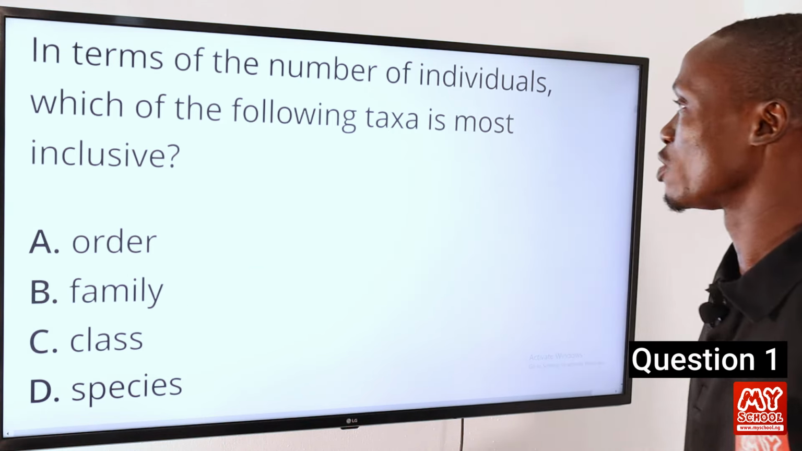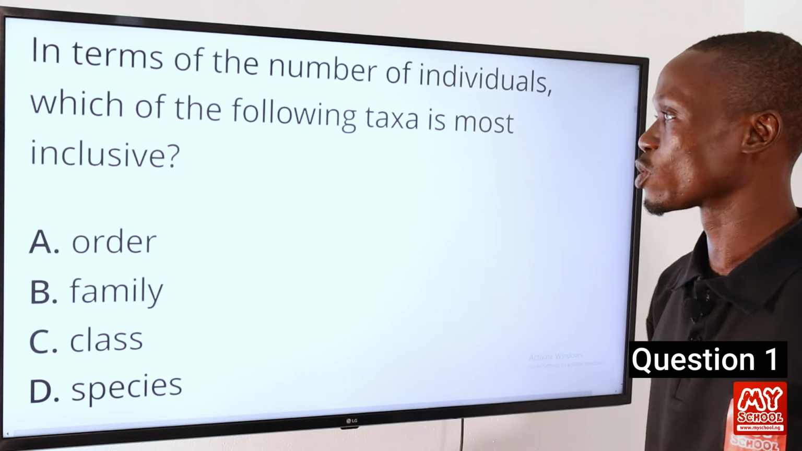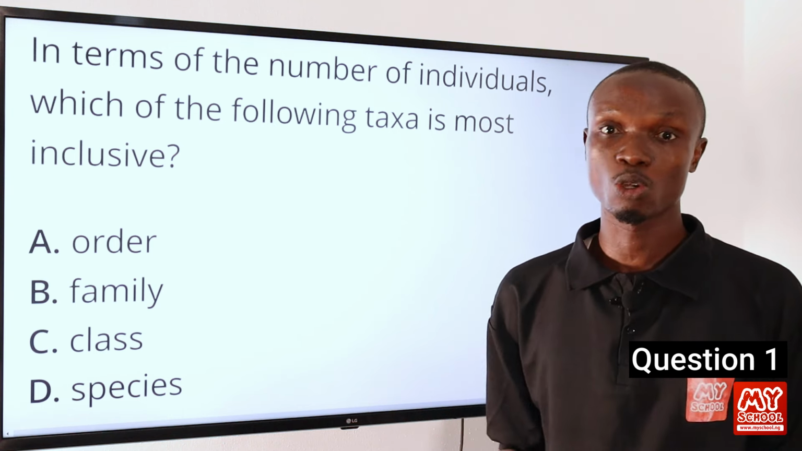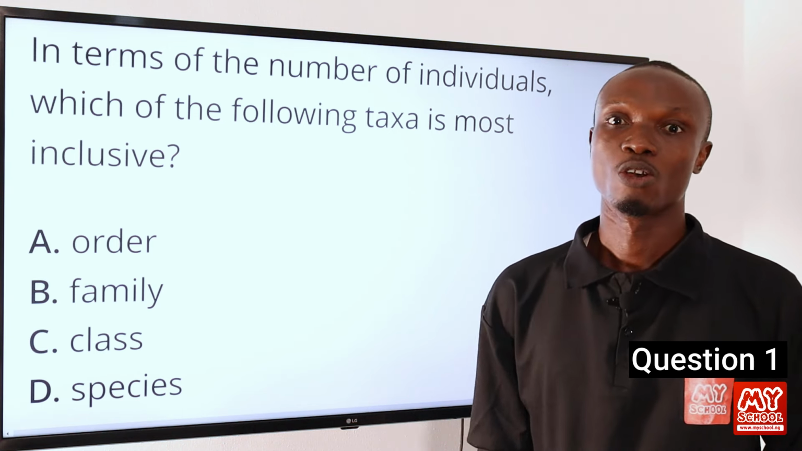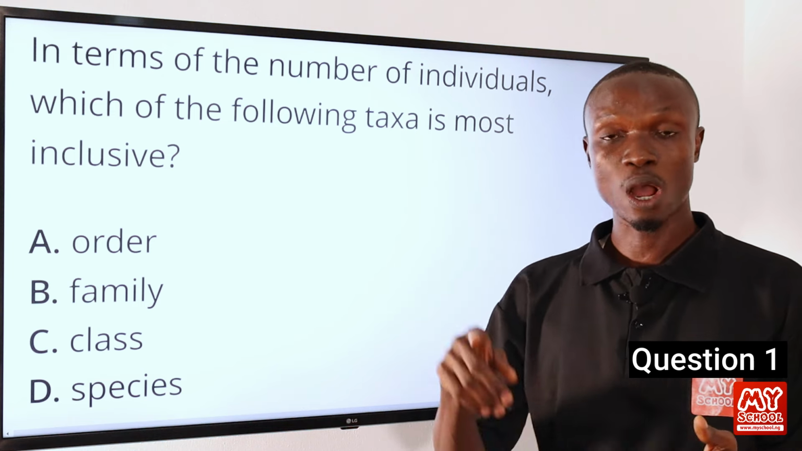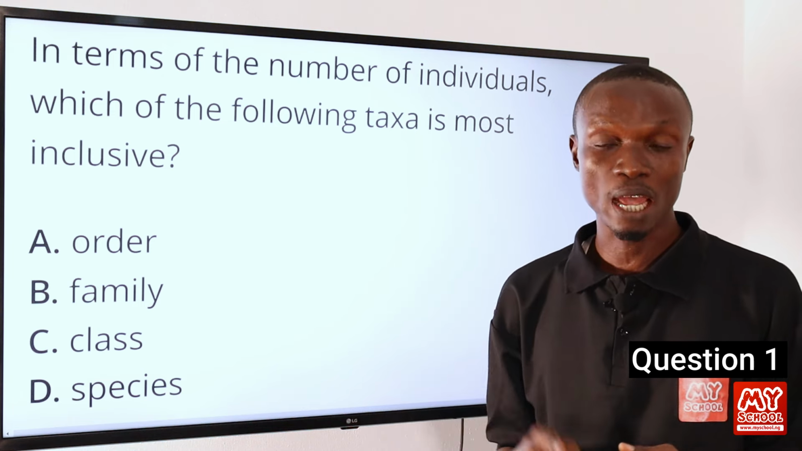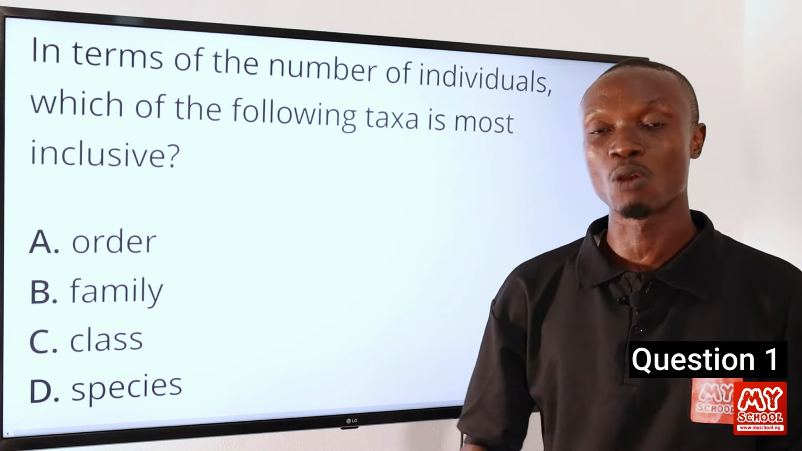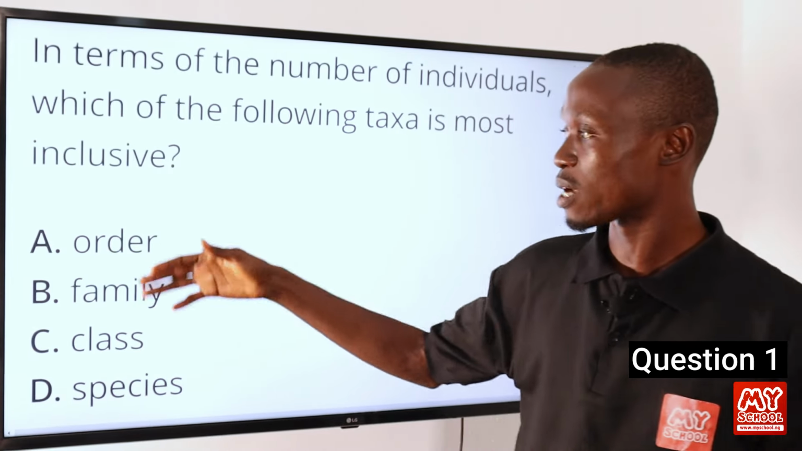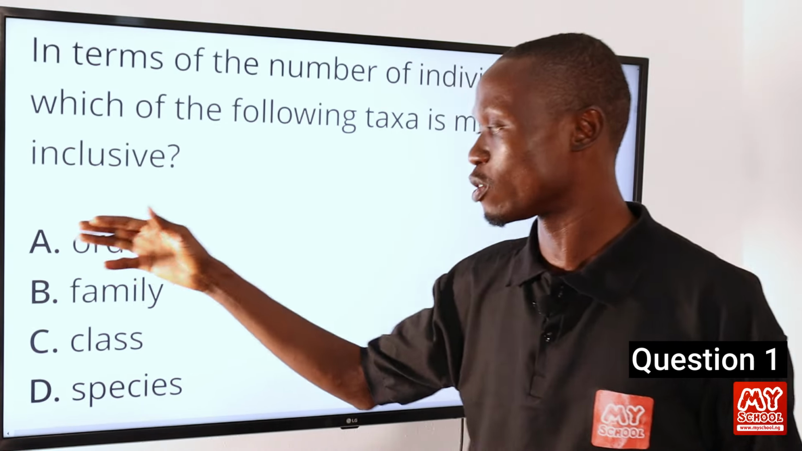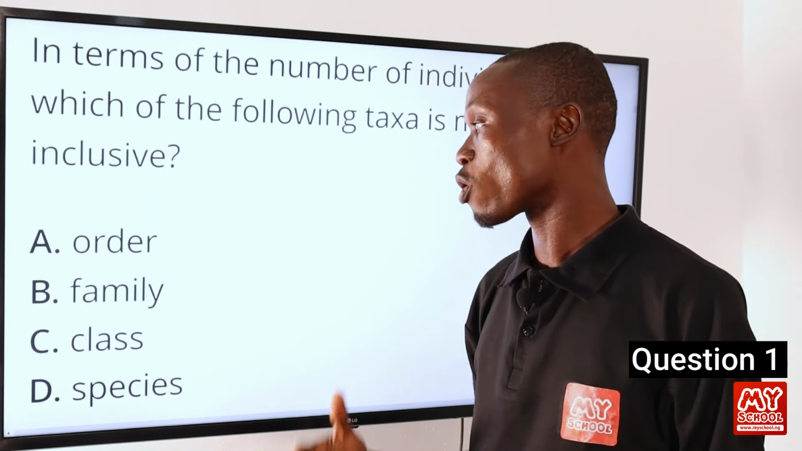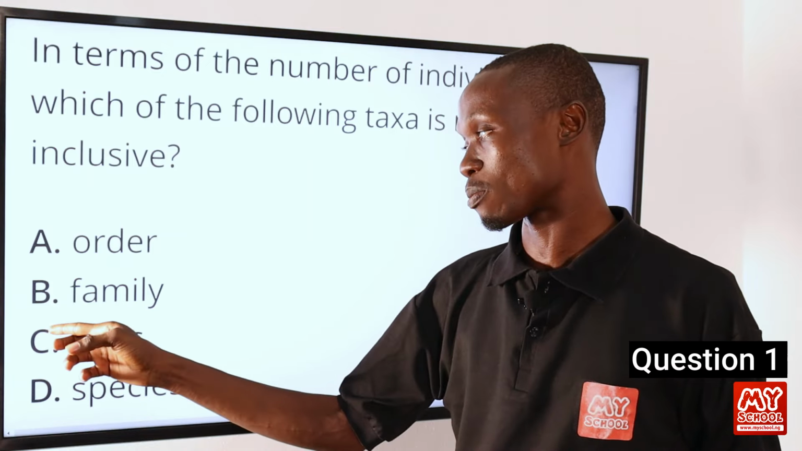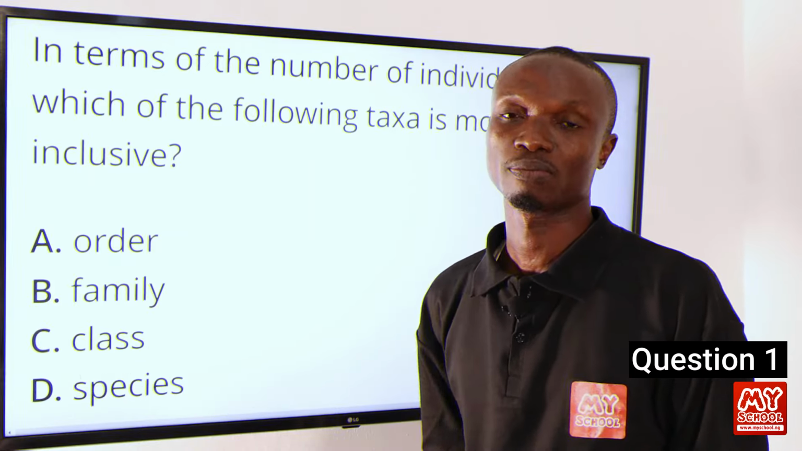In terms of the number of individuals, which of the following taxa is most inclusive? The word most inclusive here simply means highest position in taxonomic categories. So at the very top is the domain. We have the kingdom, the phylum, the class, the order, the family, the genus, and the species. If you look at the options provided here carefully from A to D, you'll find out that the one highest in taxonomic ranking here is class. So that makes option C the correct answer to this question.